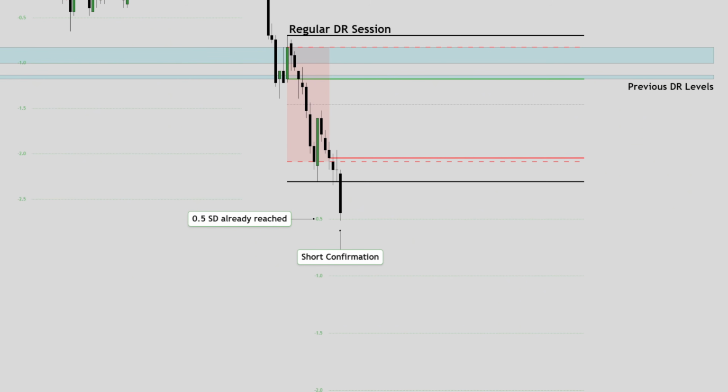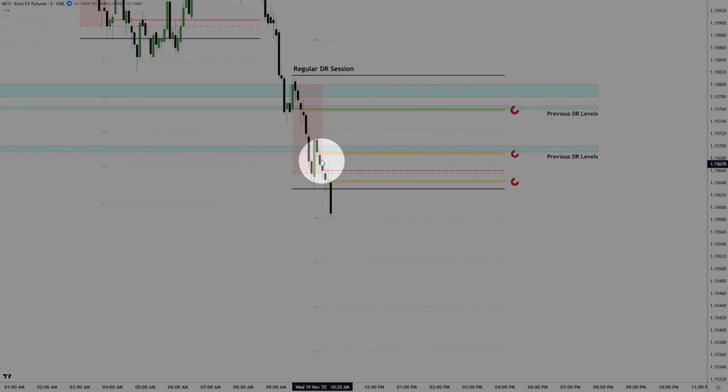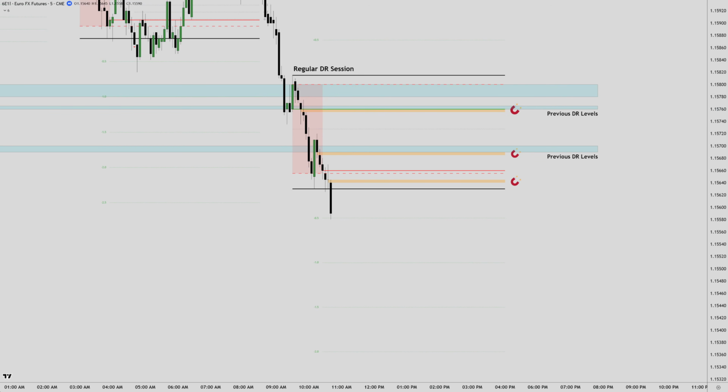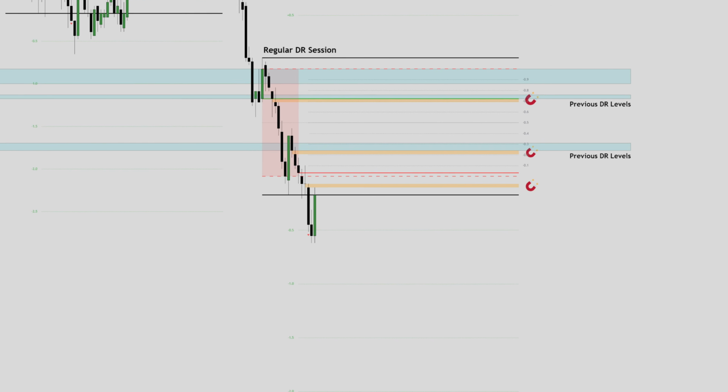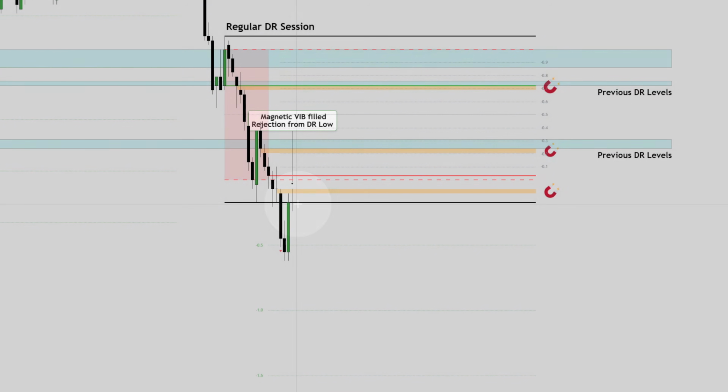With the confirmation candle alone, price already reaches half a standard deviation, so the next natural target becomes the 1 standard deviation level. While waiting for a retracement, this is where preparation becomes crucial. You highlight the previous DR level inside the range and the 3 open volume imbalances below. These imbalances often act like magnets and will eventually be rebalanced. 15 minutes later, price rejects the defining range low by failing to close above it and rebalances one of the volume imbalances. This creates a great trading opportunity.